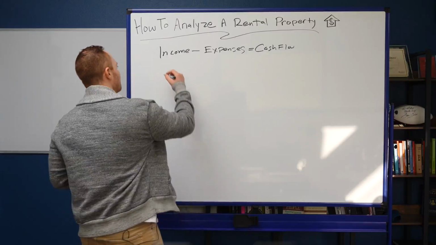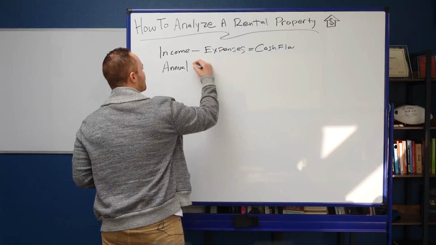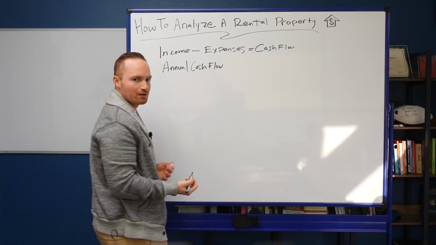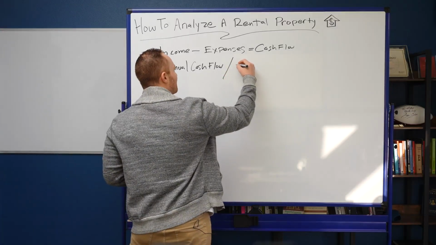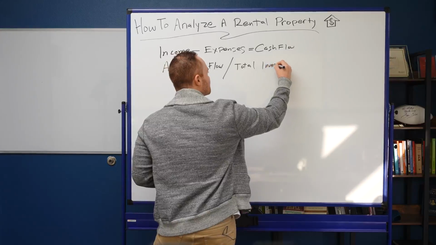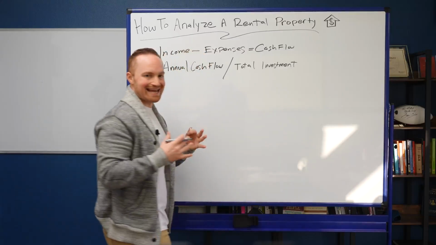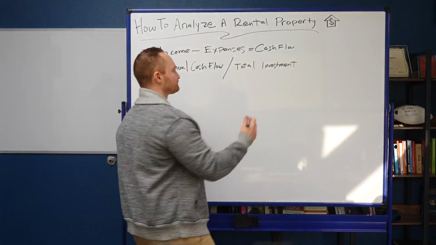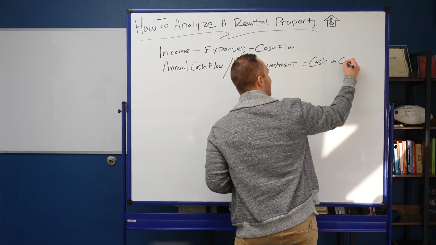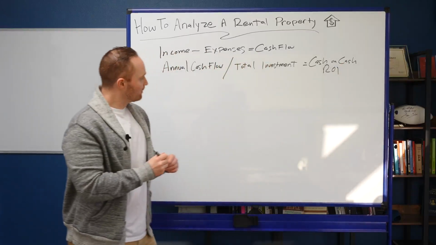So the formula for cash on cash return is once you figure out your cash flow over here, you need to understand what's your annual cash flow, and then you're going to divide that by your total investment on the deal. So this is where we get to your return on investment, right? So this is the cash on cash ROI. So we like to say cash on cash ROI.